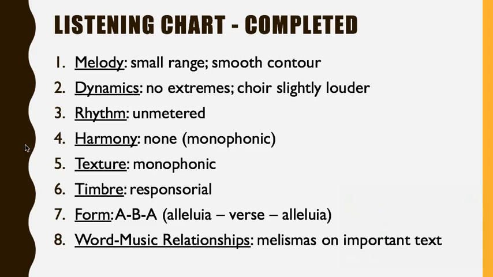And in terms of word music relationships, as I mentioned with that first Alleluia, it's quite melismatic, and that's to indicate the importance of that particular line of text. Okay, so that's a basic analysis of Caro, an example of medieval Gregorian or plain chant. So I encourage you to watch this video, listen to the song or the piece of music on your own time, and make sure that you understand how each one of these elements of music relate to that recording. Thank you for watching.